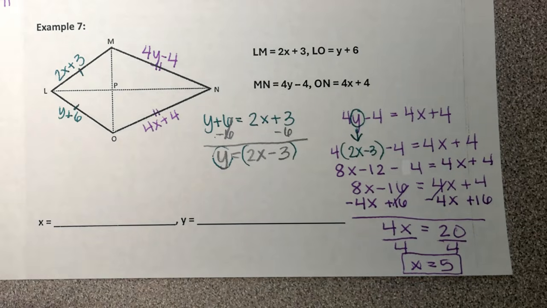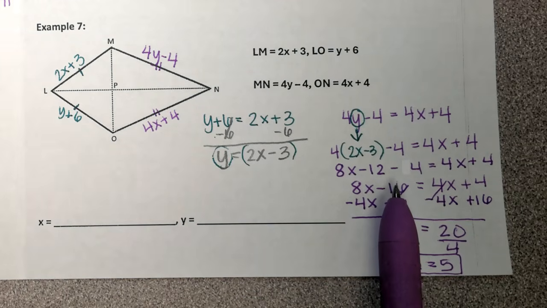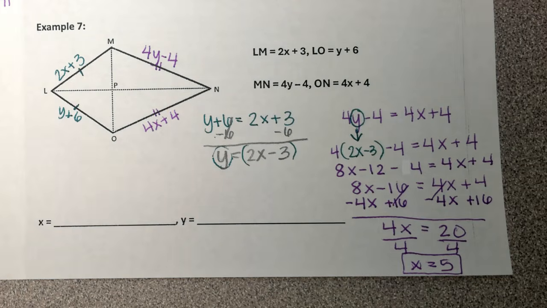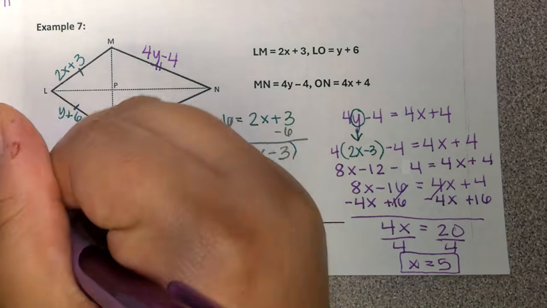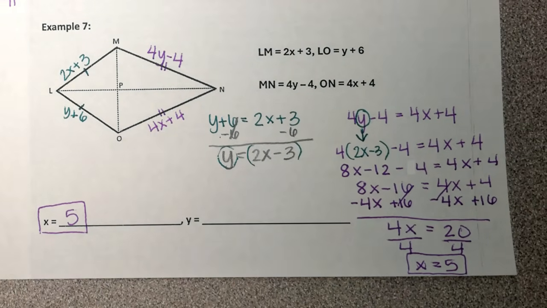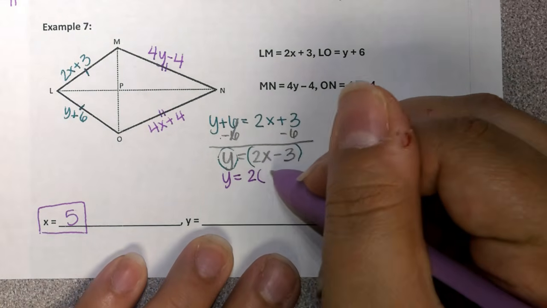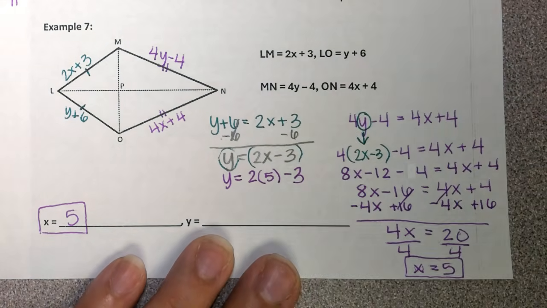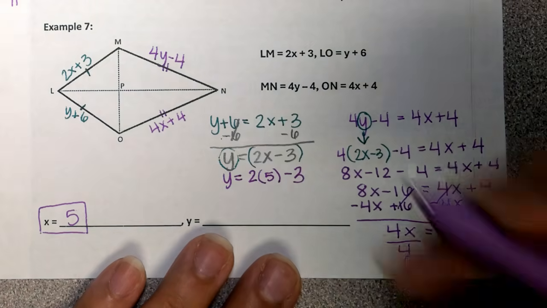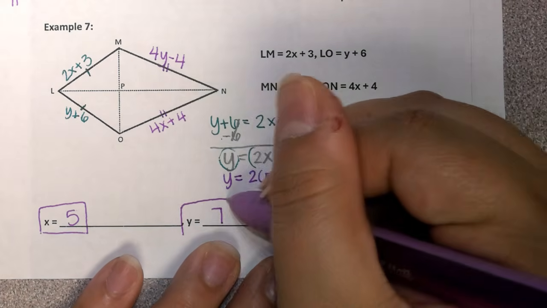What questions do I have? What happened? Did you get negative 16 when you combined them? Wait, no, I did it wrong. I forgot to subtract 8 minus 3. Oh, okay. You had divided by 8? Yeah. Okay, did we get 5? Y'all, how do I find y? You have y equals right here. I'm going to plug in the x of 5. What is 2 times 5? Minus 3? Y is 7.